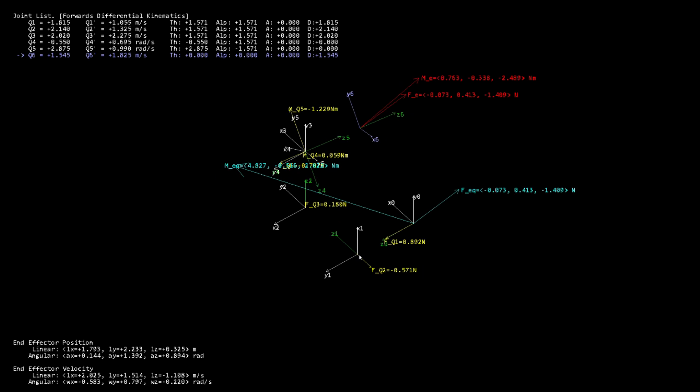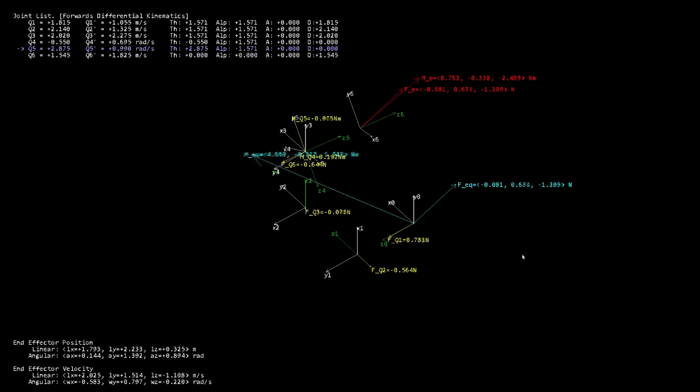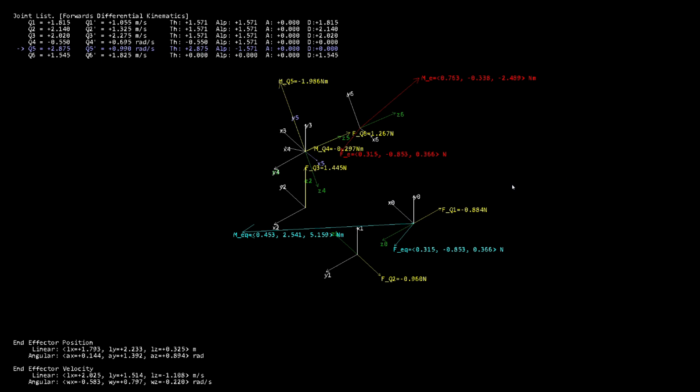Finally, using the inverse of the Jacobian as I have derived before, we can compute the joint reactions for each joint as appropriate.